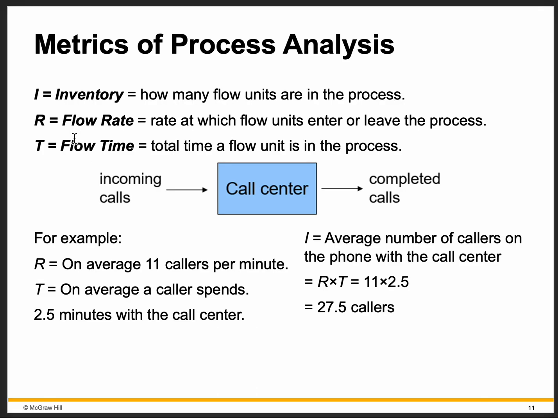So here's an example of a call center. The flow rate is, on average, let's say 11 callers call per minute. That is the flow rate. The flow time is, let's say on average, a person spends 2.5 minutes at the call center. The average time is 2.5 minutes. Some might take more, some might take less. But with that, you can calculate that the average inventory is, if you have 11 callers per minute and they spend about 2.5 minutes each, about 27.5 callers. That's the average amount of inventory that you hold at any point in time.